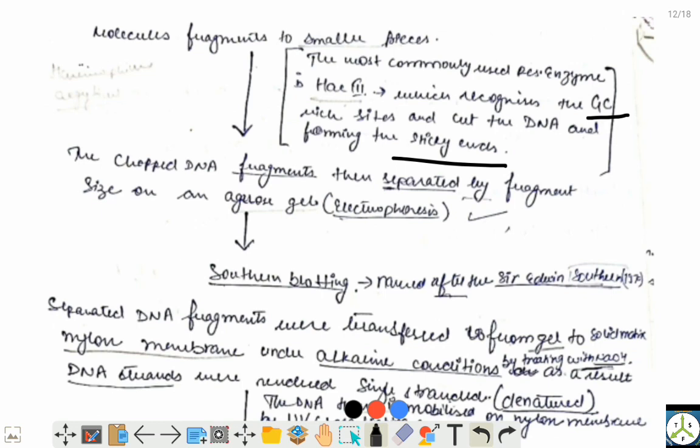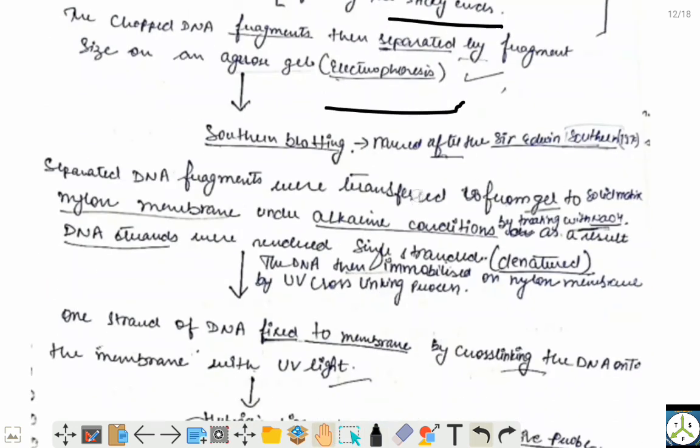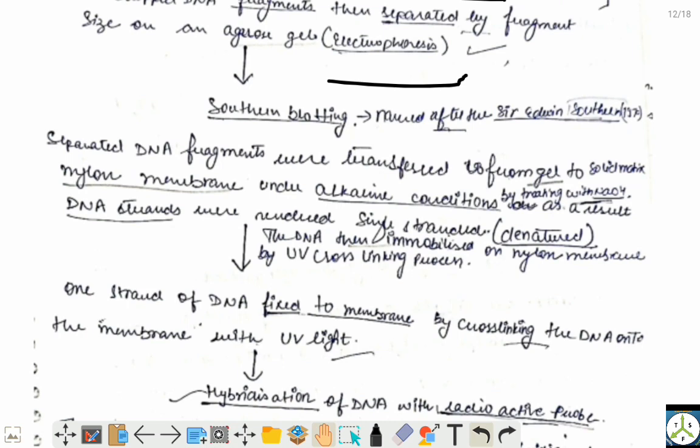Then the chopped DNA fragments are separated by fragment size on regular gel electrophoresis. Then we perform the electrophoresis. Clear? After that, we do the Southern blotting technique, named after the scientist Sir Edwin Southern, in 1970. The separated DNA fragments are transferred from the gel to a solid matrix.